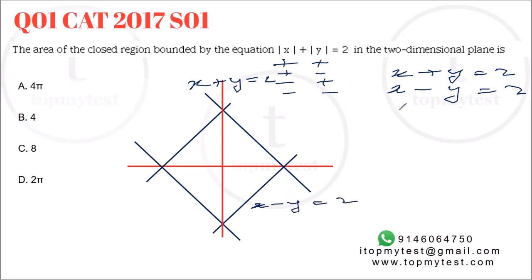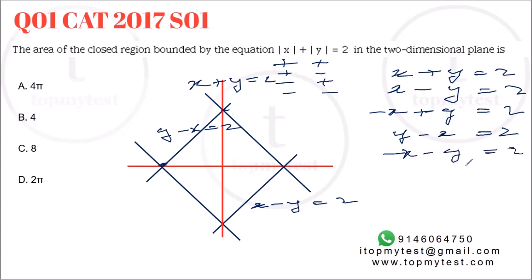The third graph will be minus x plus y equals 2, or in other words, y minus x equals 2. Right. So if you put y equal to 0, x will be equal to minus 2, and if you put x equal to 0, y will be equal to positive 2. So this line. And the fourth line will be here, where it will be minus x minus y equals 2, or x plus y equals minus 2.